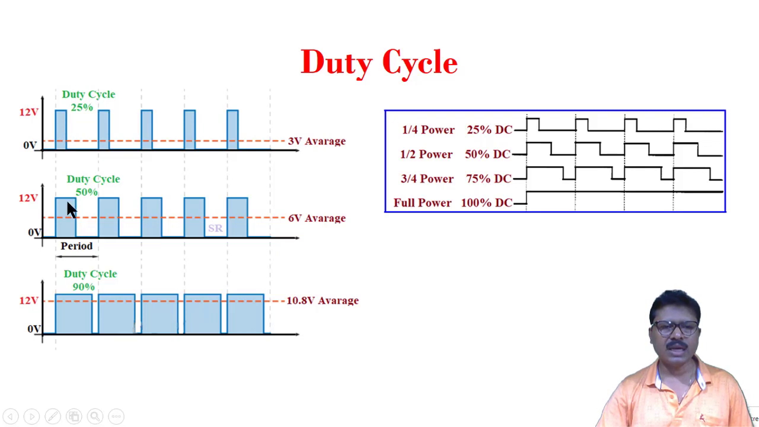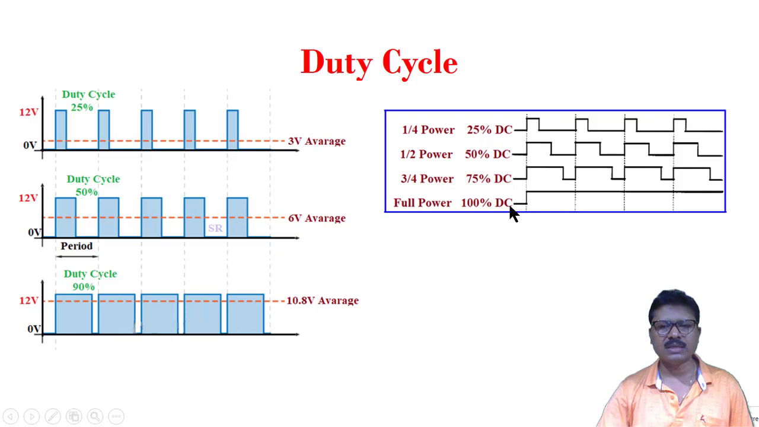If we increase the on time, so this is increasing on time. In this case, on time and off time are equal. So 12 volt, its 50% is average voltage of 6 volt. In this case, say the on time is very much higher than the off time. So it is 12 volt times 90%, that is 10.8 volt. So from this figure, easily we can understand that if we change the on time of the pulse, then the average power can be changed.